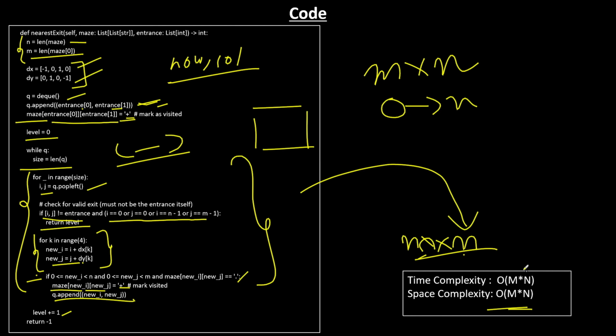And the time complexity is m cross n, as I already explained, because it is a grid. And in the worst case, we might visit all the particular cells, right? So I hope you understood the code explanation along with time and space complexity. Now let's move to the next slide.